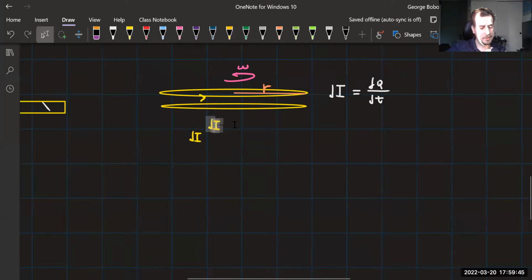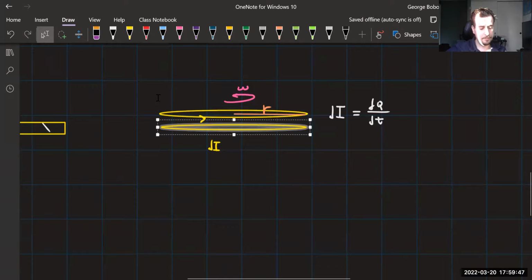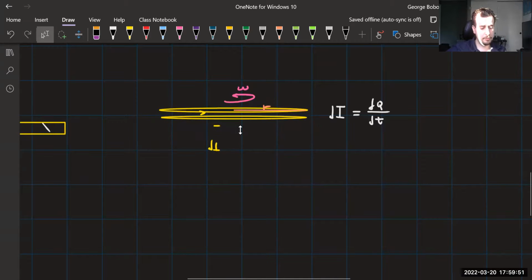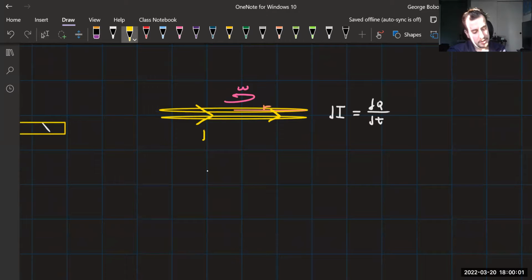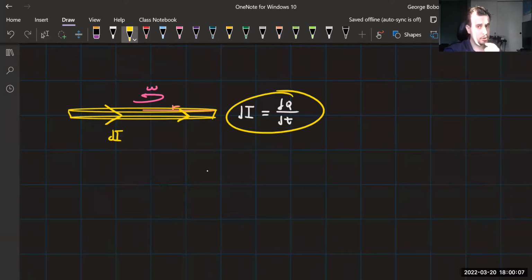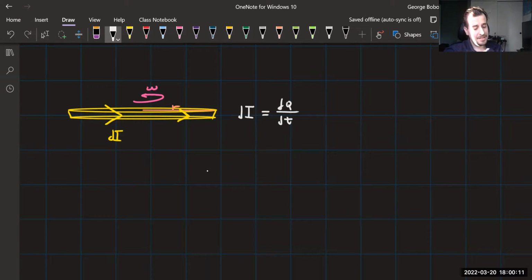So for our purposes, this thing here is a little ring, right? Because it's squeezed together ever so tightly. Okay, so how do I do this? How do I find the current that this generates, this little DI? Well, again, I use the definition of the current, and then my DQ.